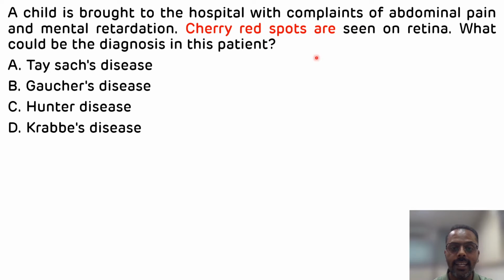So the cherry red spots, as given in the options, are mainly seen in Tay-Sachs disease, which occurs due to the deficiency of beta-hexosaminidase A enzyme. Fine. In Gaucher's disease, no cherry red spots are seen. Hunter's disease is mucopolysaccharidosis 2, and again, in that cherry red spots are not seen. Krabbe disease occurs due to the deficiency of galactocerebrosidase. Fine. So the correct answer is A.